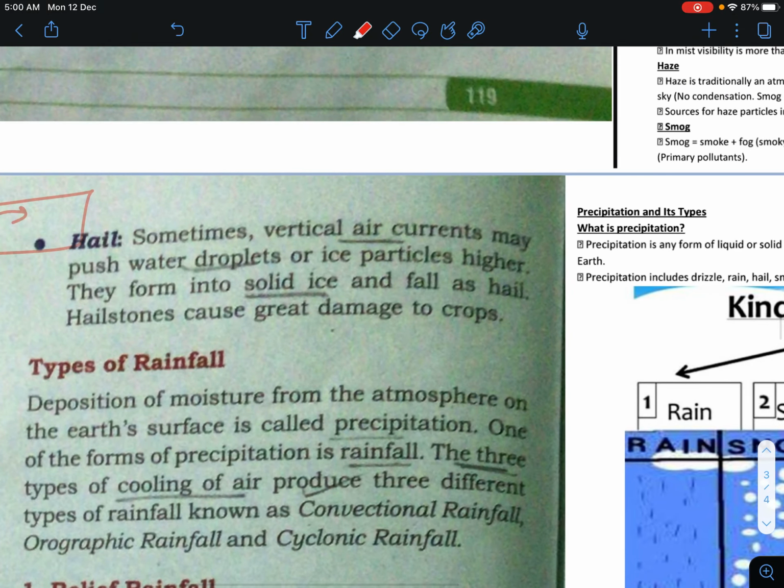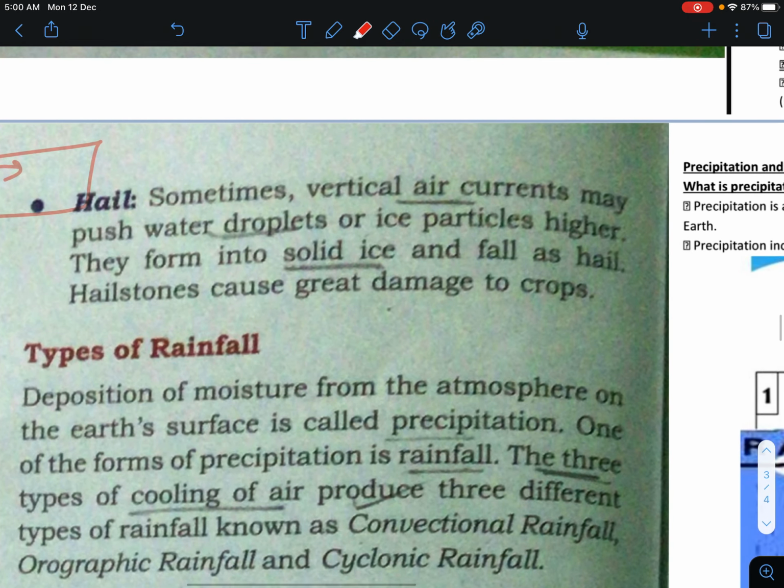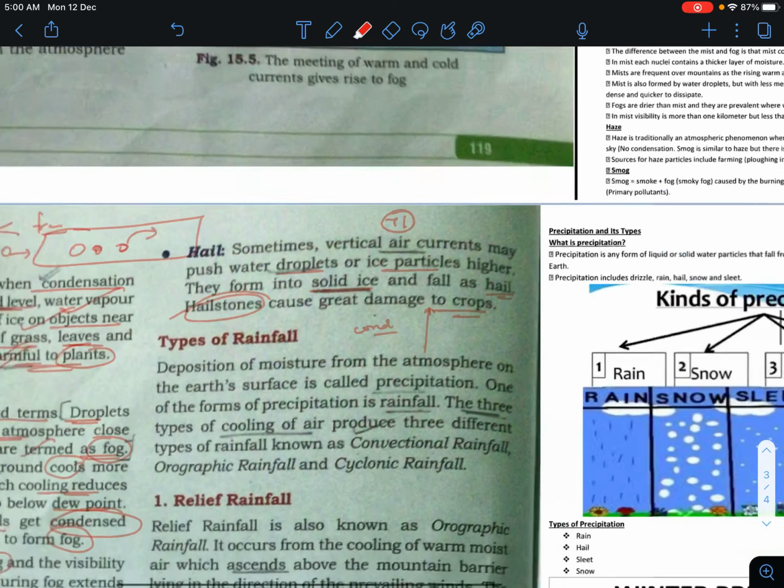After that we are going to talk about hail. Sometimes there is a vertical air current. A vertical air current may push water droplets or ice particles higher, above the condensation level. When the condensation level is very high, the temperature decreases very low, so they form solid ice, form hail and fall as hail. Hailstones cause great damage to the crops. So this is very dangerous for the crops.